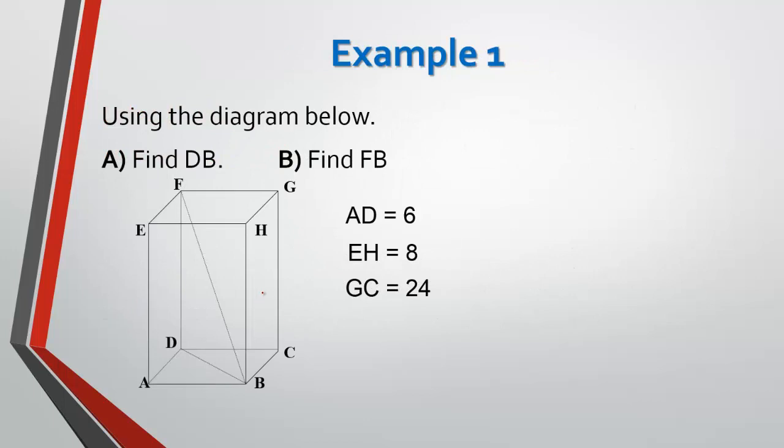All right, so let's look at the diagram. We have to find DB and find FB based on the diagram below. So we're given that AD is 6, that EH, this piece right here, is 8, and that GC is 24. All right. Now, I know it's not written down, but I'm going to tell you that these are perpendicular. All of these are perpendicular. Okay, so keep that in mind. That means that you have rectangles here.